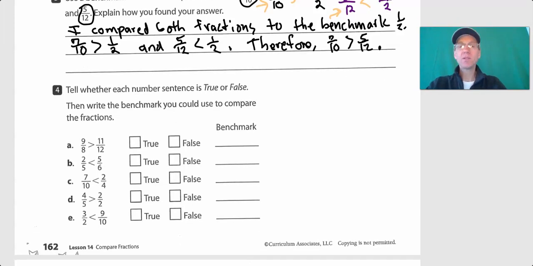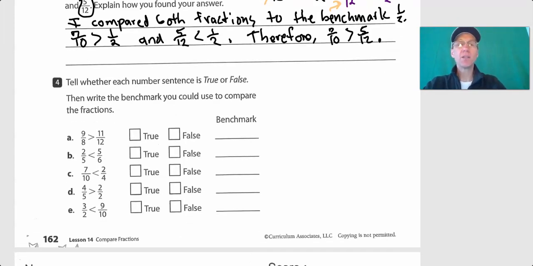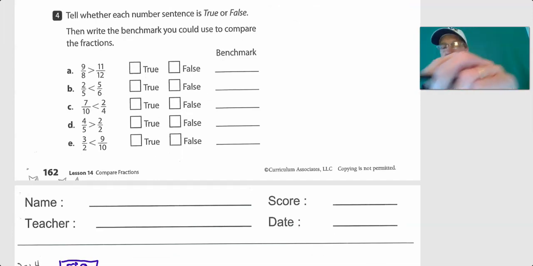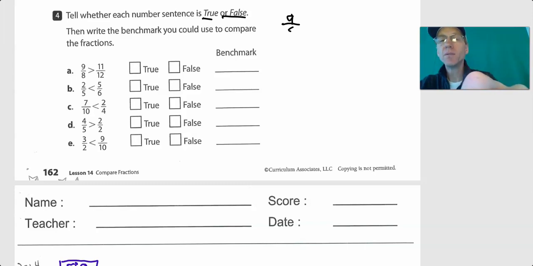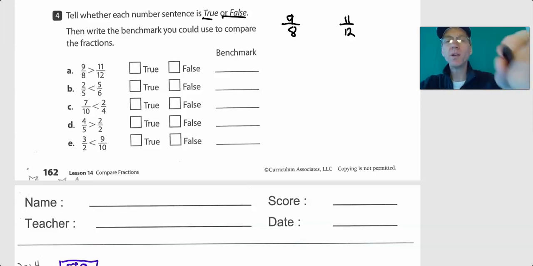Okay, let's see if we can get this last one in before my next class here. We're rolling along. Tell whether each number sentence is true or false. Okay, and then we're going to write the benchmark that we use. So we have 9/8 and 11/12. These are both pretty close to 1. So let's use the benchmark of 1.